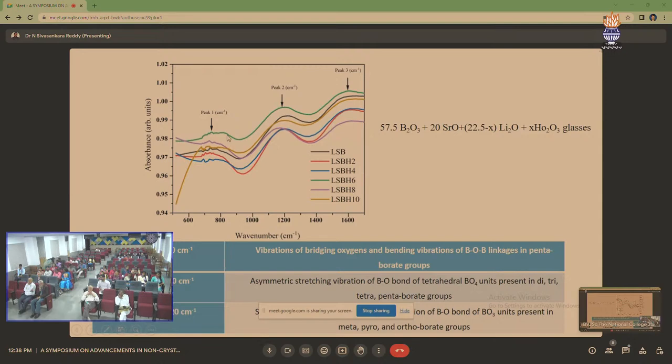Now you can see, again, the same thing. I don't want to repeat. These are representing B-O-B linkages, the bands around 690, in pentaborate groups. And you also have bands around 800 to 1200, representing BO4 units, and the vibrational bands around 1200 to 1600 are representing trigonal borate units in the borate structure. There are various borate structures: di, tri, tetra, pentaborate groups. In the case of these BO3 units, they are representing meta, pyro, orthoborate groups.